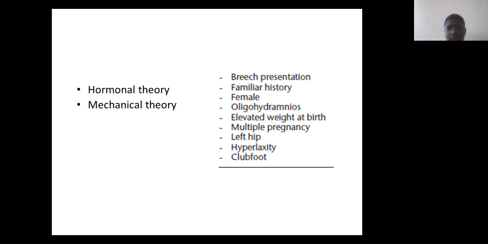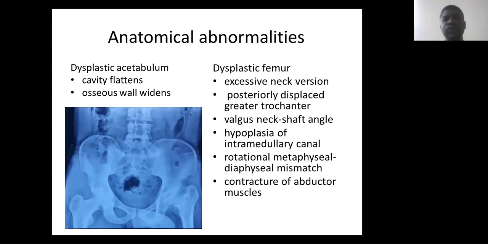Taking a closer look at the anatomical abnormalities, we have abnormalities at the acetabular side and at the proximal femoral side. On the acetabular side, as we can see in the x-ray, the right hip is normal. Comparing the right acetabulum with the left one, we can see that the left acetabulum is more vertical as compared to the right, and there's a wide osseous margin at the level of the teardrop to the collar line.